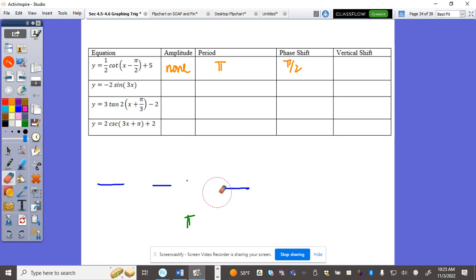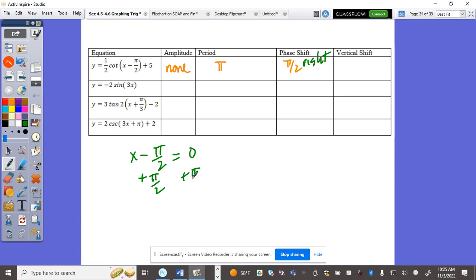But in this case, the period is pi and the phase shift is pi over 2. That means it will shift to the right by pi over 2. Another way to explain that is x minus pi over 2 equals 0. You solve for x: add pi over 2 to both sides. That gives you the starting point, pi over 2.